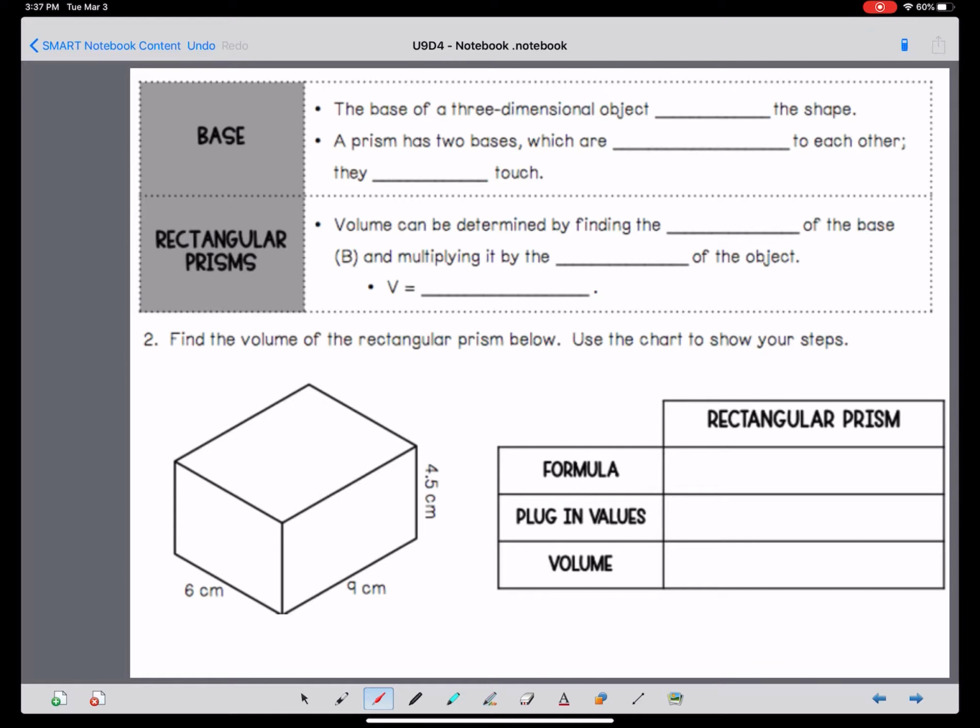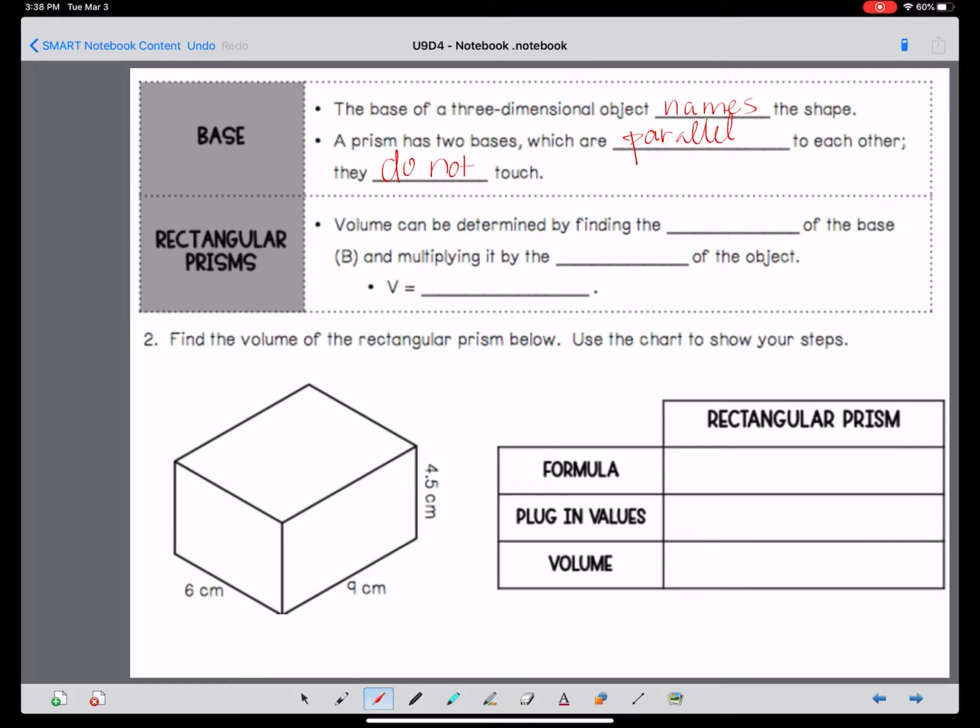All right, so base. The base of a three-dimensional object names the shape. This is kind of a review for you. It should be by now. A prism has two bases which are parallel to each other and do not touch. Just like train tracks, they will never cross each other. They will never cross because they are parallel.